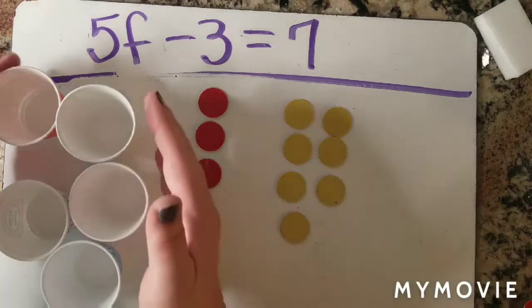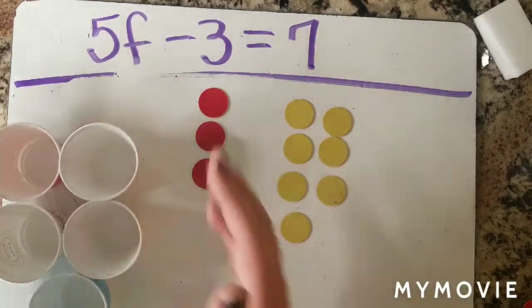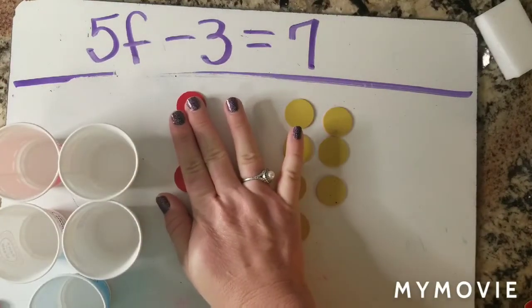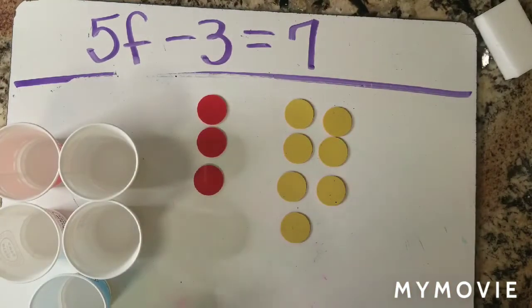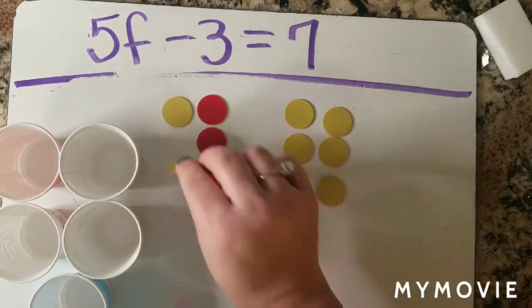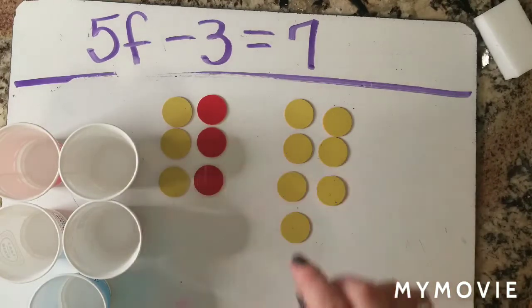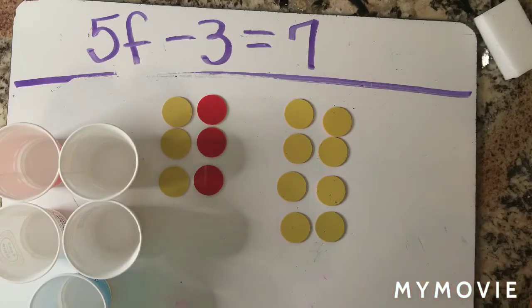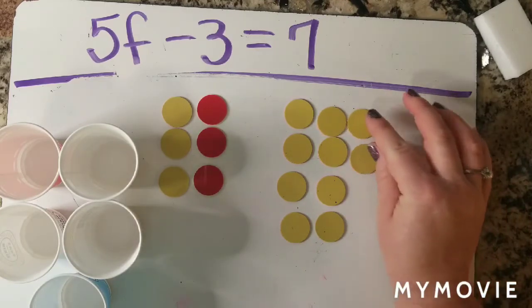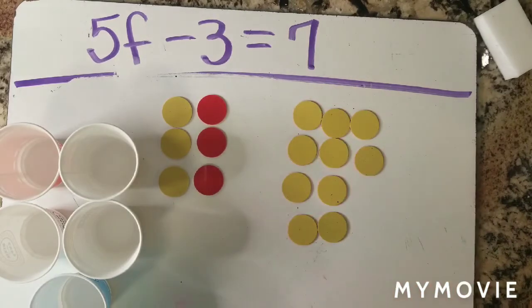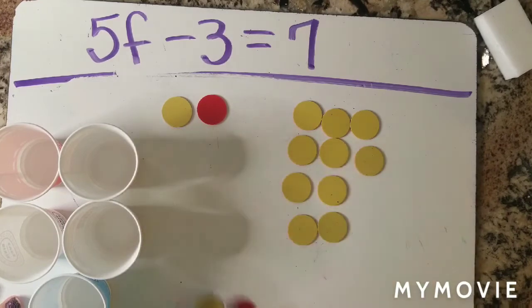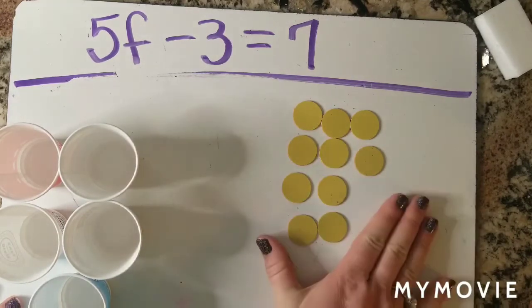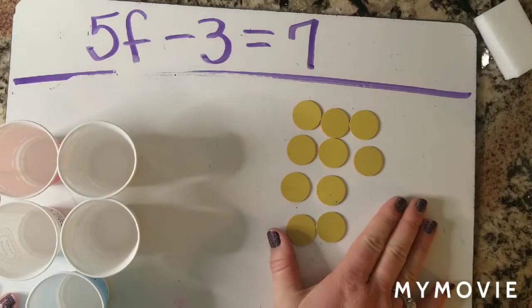Okay, so remember your variable needs to be by itself. So in order to get rid of this 3, we need to do the additive inverse, which is positive 3. So 1, 2, 3. And whatever we do to this side, we also have to do to this side. 1, 2, 3. Remember, I had to add 3 positives to this side. Now I can get rid of my additive inverses. And there are no additive inverses on this side because they're all yellow.